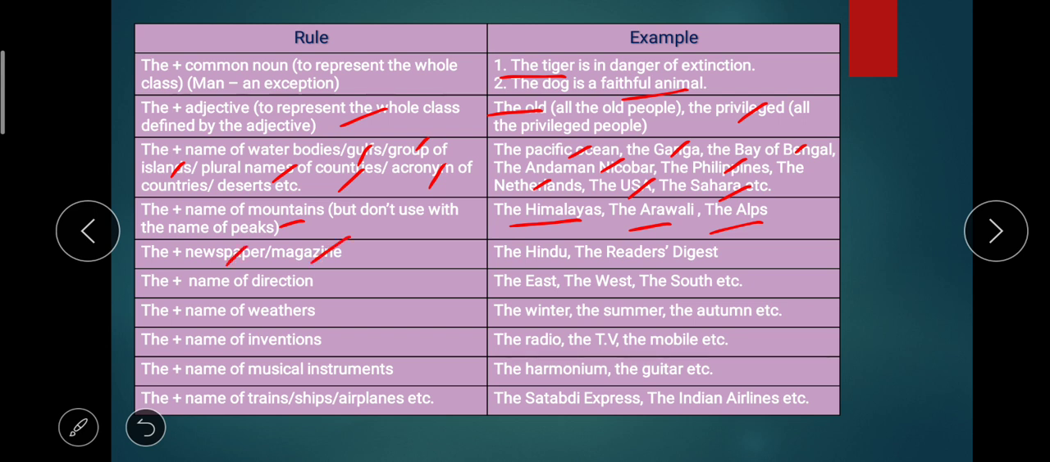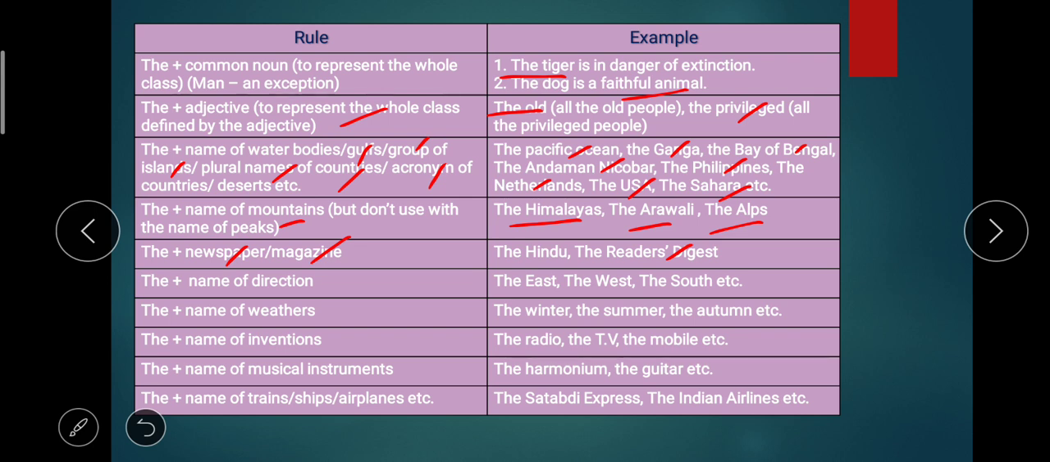Next one, the is used before the names of the newspapers and magazines, like the Hindu, name of a newspaper, the Times of India, the Economic Times, or magazines, the Reader's Digest, the Teacher Plus, the India Today. So in this way we use the before the name of newspapers as well as the name of the magazines.